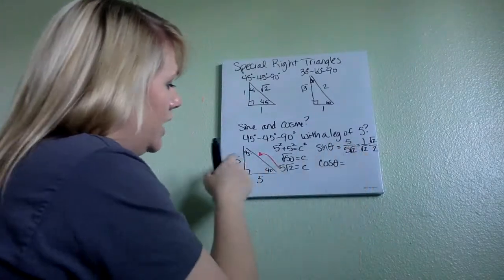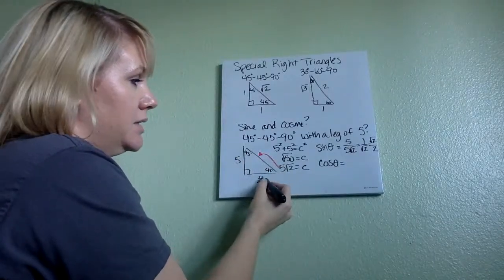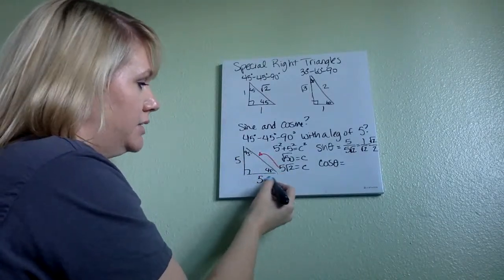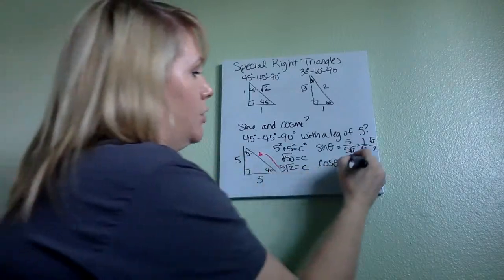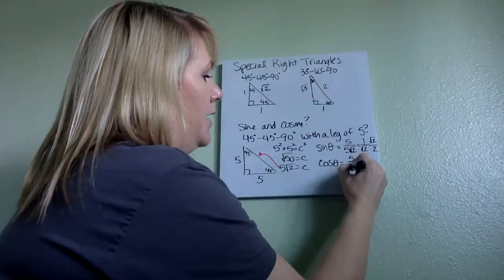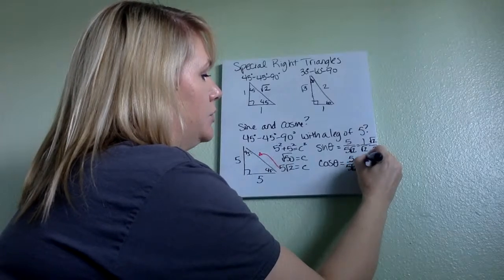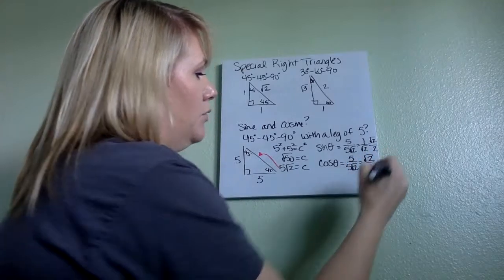Because no matter which angle I'm sitting at, my adjacent is going to be a 5. If I'm down here, adjacent is 5. If I'm up here, adjacent is also 5. So 5 over 5 square root of 2 simplifies to the square root of 2 over 2.